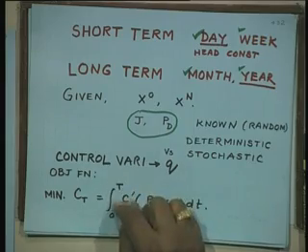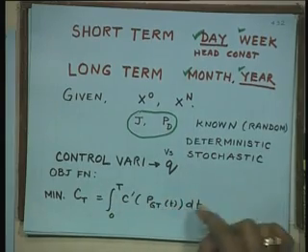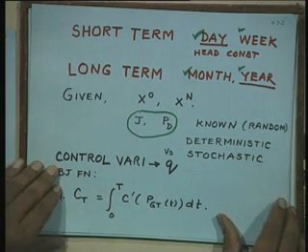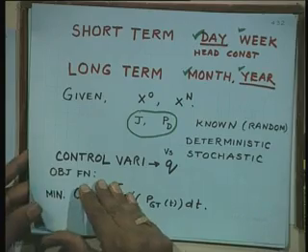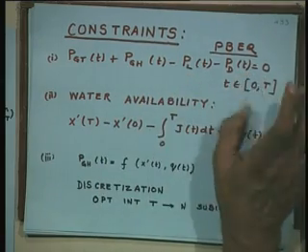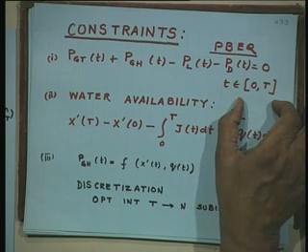Control variable we have chosen is Q. Objective function is minimization of cost, integral 0 to T of C dash PGT dt. T is the total period, day, month, week. What are the other constraints? Total power generation thermal plus total power generation hydro minus loss minus demand should be 0 within this time period, 0 to T.